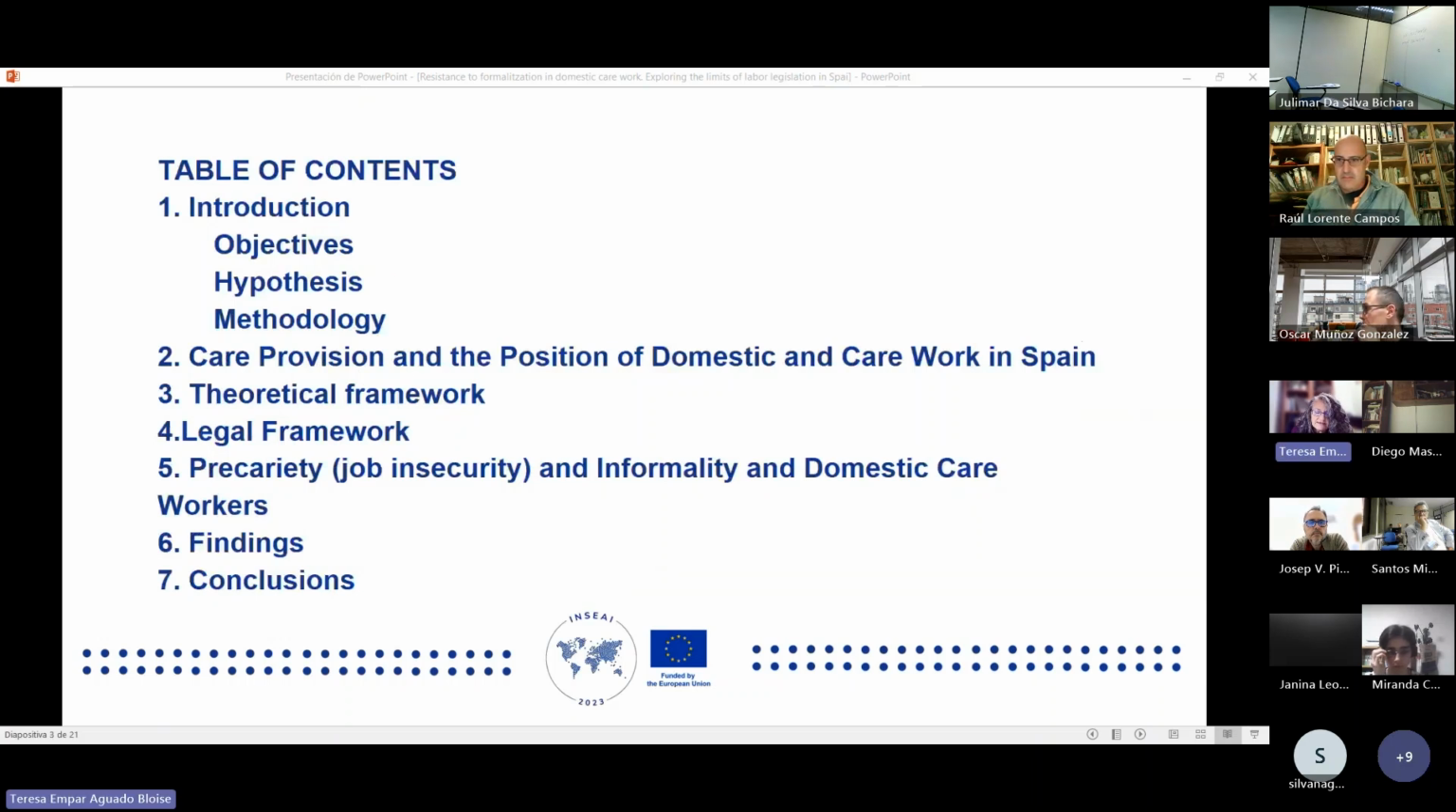I will follow the structure shown here. I will begin with the main contextual elements and our methodological approach. Then I will describe the position of domestic work within the Spanish care regime, followed by the theoretical framework and the evolution of the legal regulation. After that, I will discuss precarity and informality before presenting the qualitative findings on the barriers to formalization, and finally, the main conclusions.